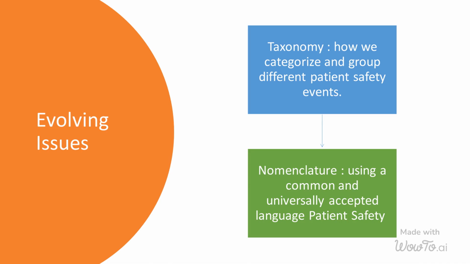Nomenclature is using a common and universally accepted language. In patient safety, nomenclature is a system for giving names to things within a particular profession or field. For instance, you may have heard of binomial nomenclature in biology class. It refers to the way of referring to living things by two names, like calling humans Homo sapiens.